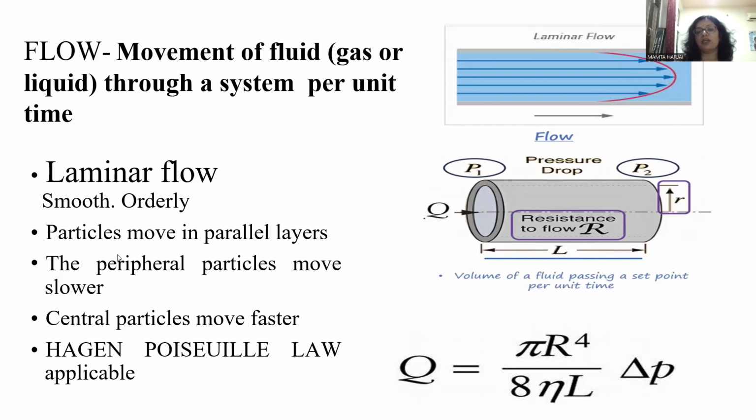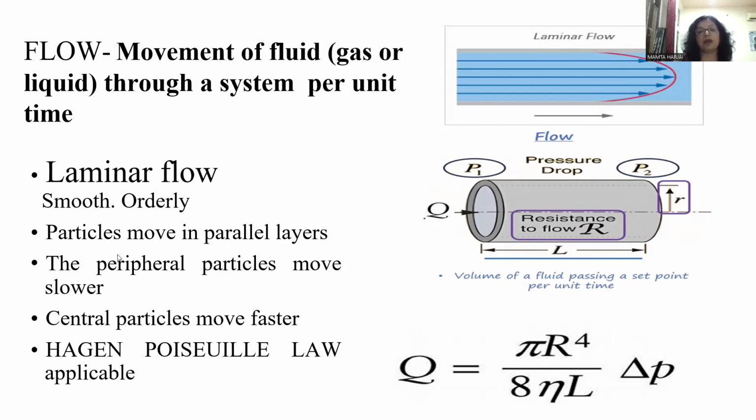Q is the flow here, and it basically depends on the pressure difference and the radius to the power of 4, and it is inversely proportional to the viscosity and length of the tube. So in the Hagen-Poiseuille law, viscosity is a predictor. You have to remember this.